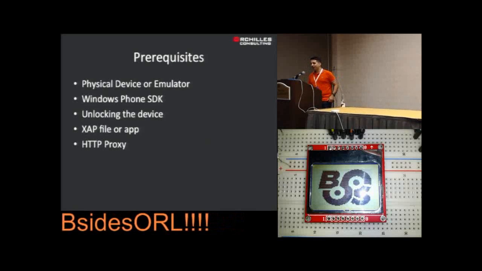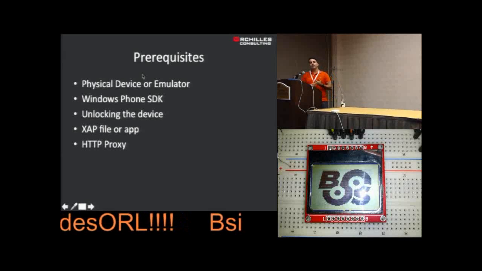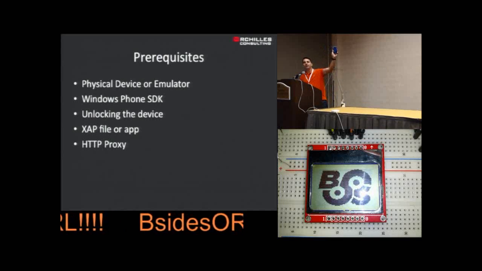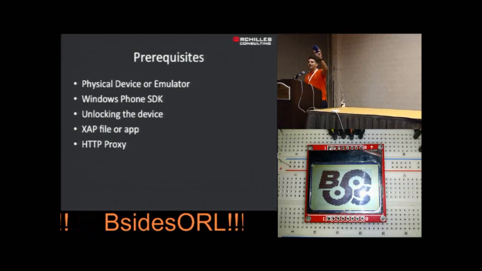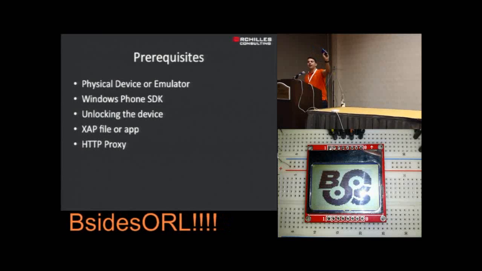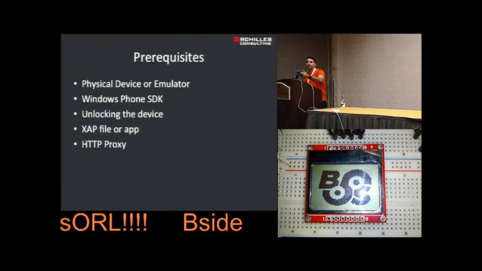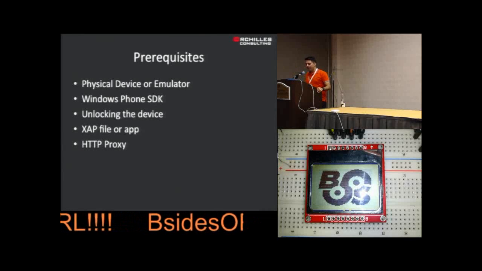All right, prereqs, what do you need? You need either a physical device, and this is what a physical device looks like, because apparently none of you have one, right? This is a Nokia Lumia. The camera on it is awesome.